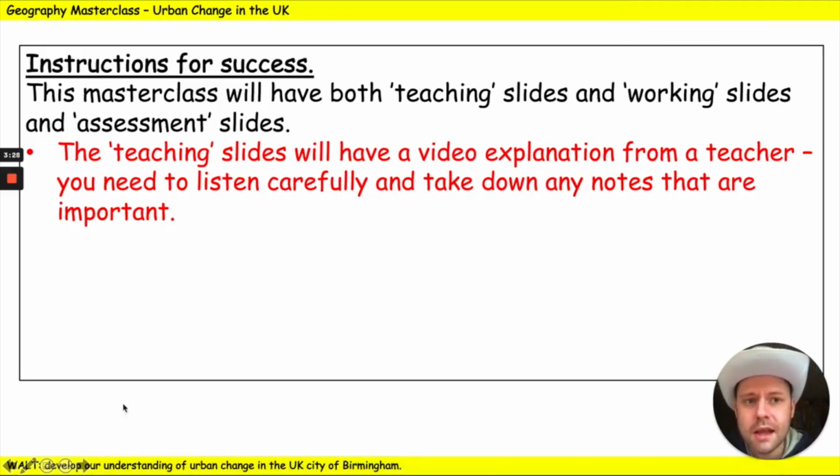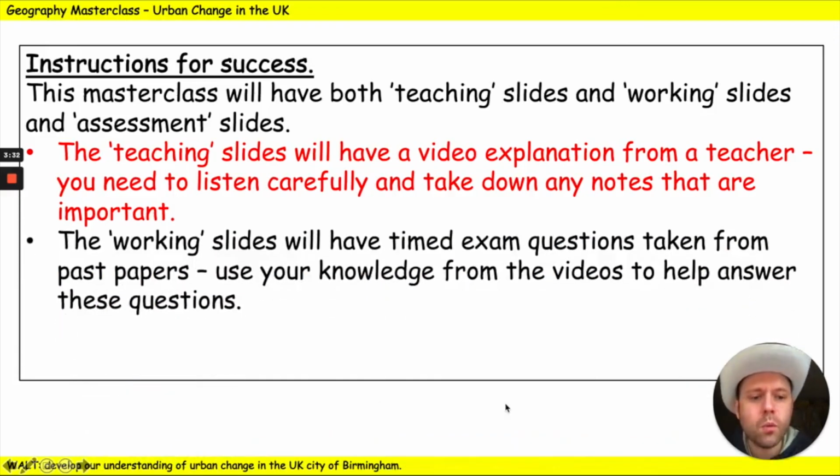Your next slides will be the working slides. So you'll have a timed exam question from past papers, and the knowledge you've already got, your understanding of Birmingham because you've probably been there, and the input from the videos, you should be able to answer these questions working on a basis of around 1 mark per minute with a little bit of thinking time.